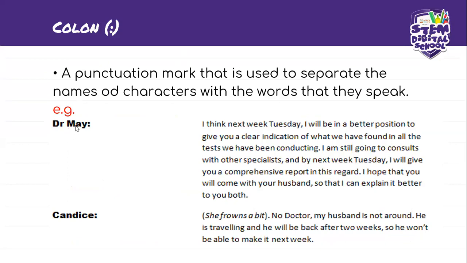Okay, here's an example. There's Dr. May, that is the name of the character. Then we write the colon, and then there are the words. So you realize that we have the name of the character on the left side of the colon, and we have the words that the character speaks on the right side of the colon. So you will see that the colon becomes like our middle ground. The colon here is used to separate the names of the characters from the words that they speak. Do you all see that? Yes, so that is another use of a colon, that we use it in dialogues.